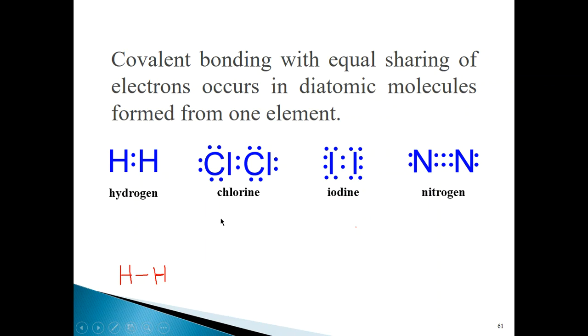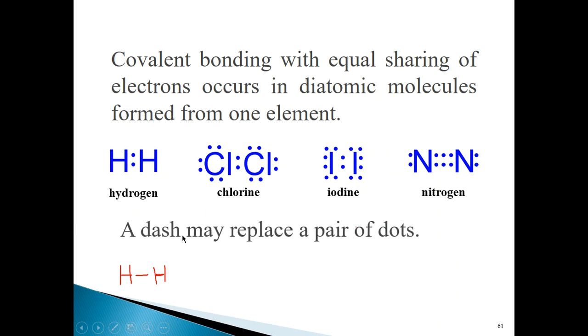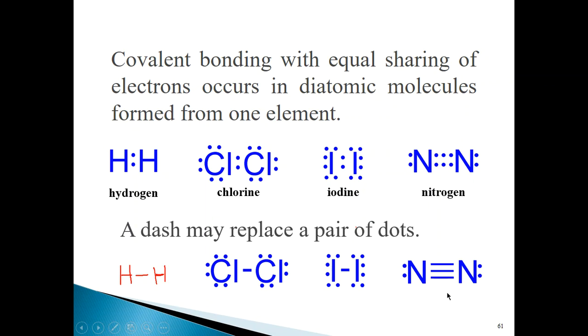Now, one convention that is accepted in chemistry is that you can use a line to represent a pair of electrons that is shared. So instead of having 2 dots between the 2 hydrogen atoms as shown here, you can have a line right here, and so a dash can replace a pair of electrons. That is shown in this example, in that example, in the case of iodine, and also in the case of nitrogen. So it doesn't matter which representation you use. You can use either dots to represent the pairs of electrons or lines to represent a pair of electrons.